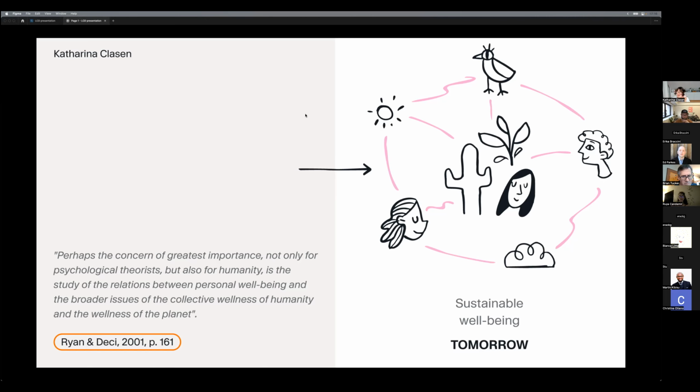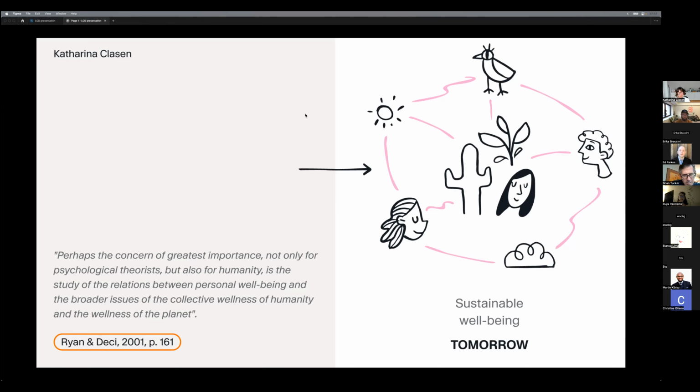So we can't have this really simple, narrow view on our personal well-being. We need to acknowledge that we live in this complex, interconnected system. And I think there is a good basis for that. If you read this quote, which is by Ryan and Deci, I think you probably also know them. I read a lot about them when it comes to motivation theory.